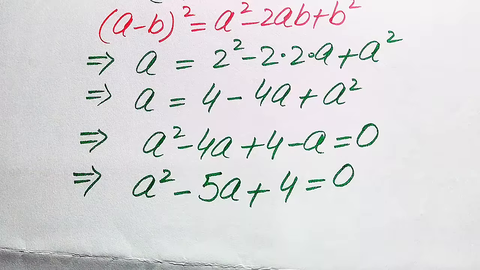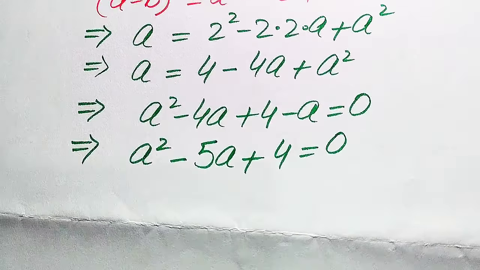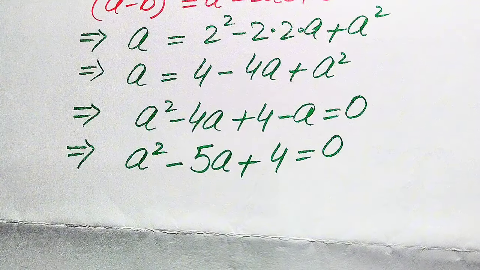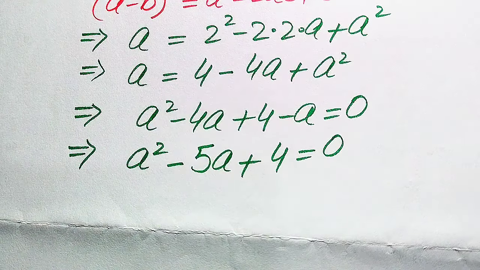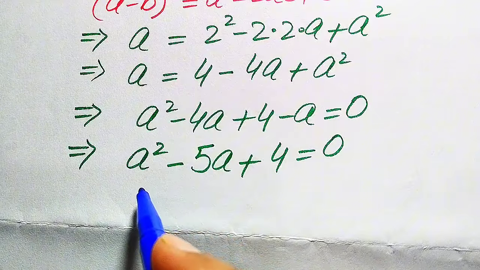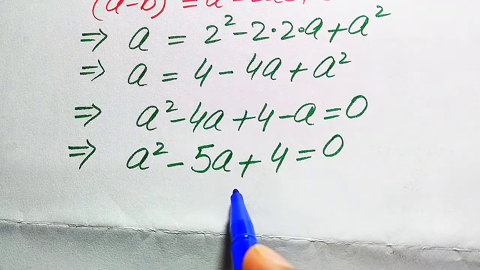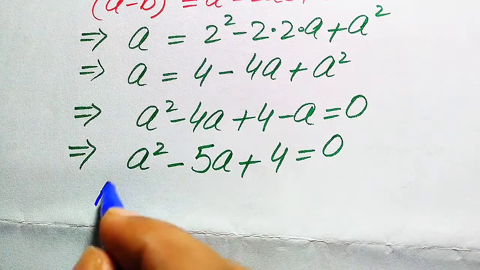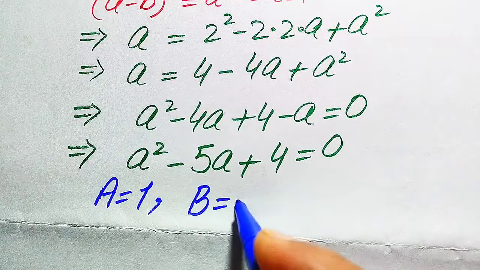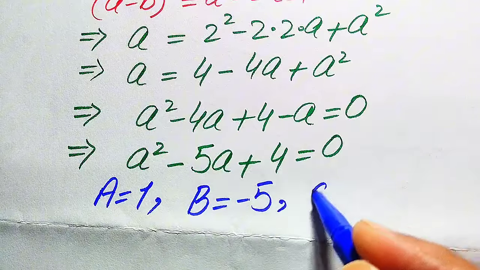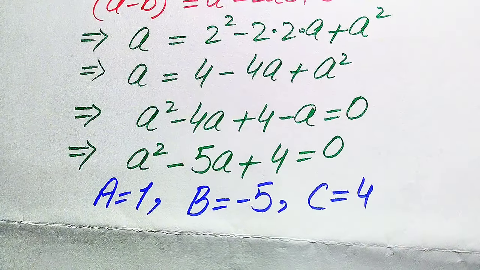And you see this equation becomes a quadratic equation in one variable, and we know that there are 3 methods to solve a quadratic equation. The first method is the factorization method, the second one is the completing the square method, and the third one is by applying the quadratic formula. So here we use the quadratic formula to solve this equation. For this we need to write the coefficients of this equation, and its coefficients are a equals 1, b equals minus 5, and c equals 4.